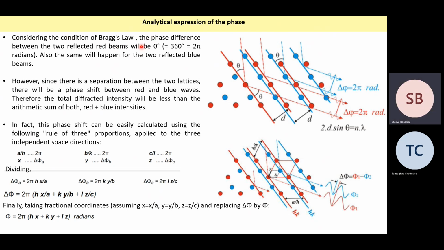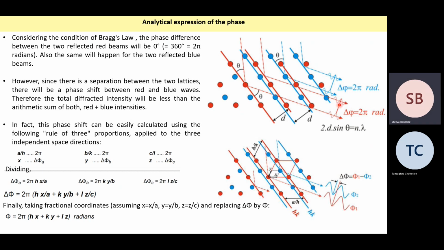According to Bragg's law, the phase difference between two reflected red beams will be 0 degrees. If you consider diffraction only from the red atoms, shown by these red rays, the phase difference between them will be 0 or 2 pi, where 2 pi means a 360-degree rotation, which is basically equal to 0. And again, these blue rays will have a phase difference of 2 pi. Only then is Bragg's law fulfilled.